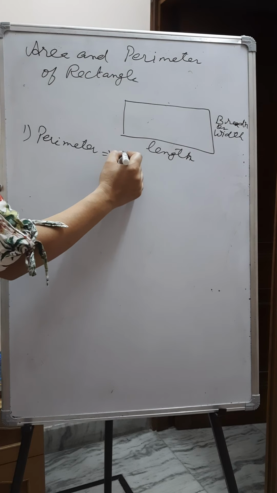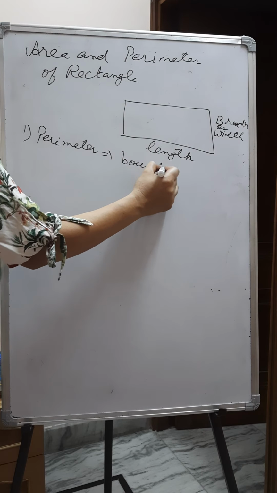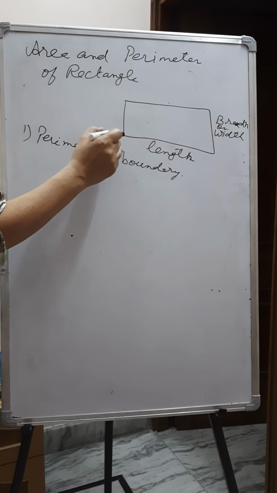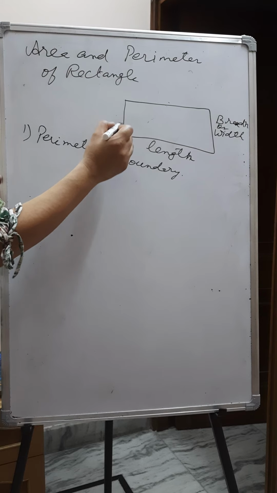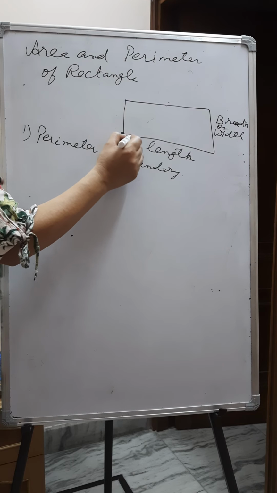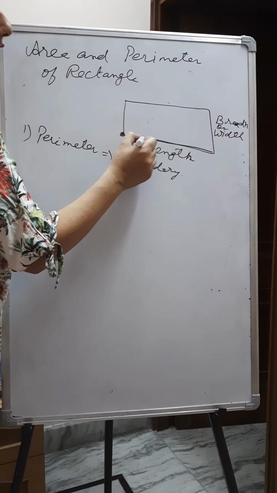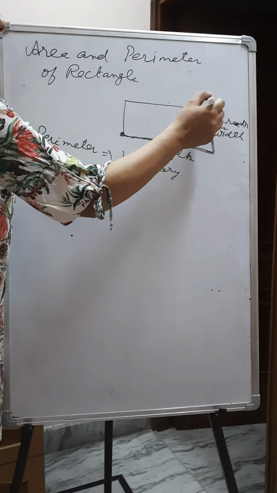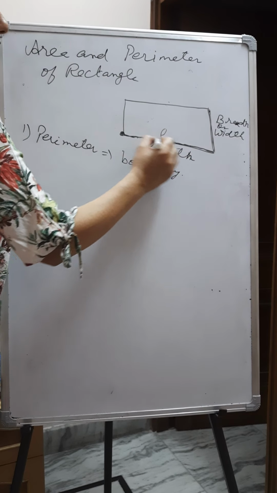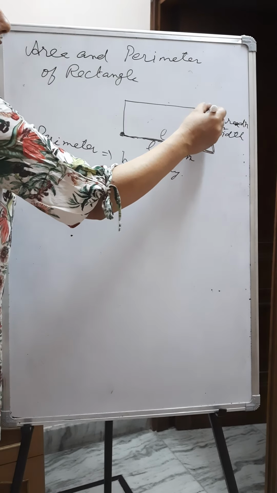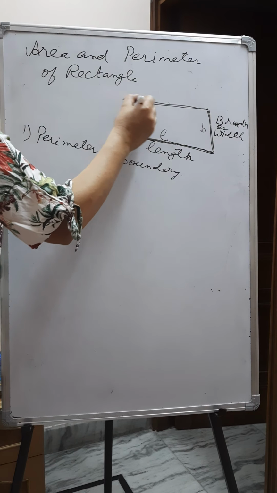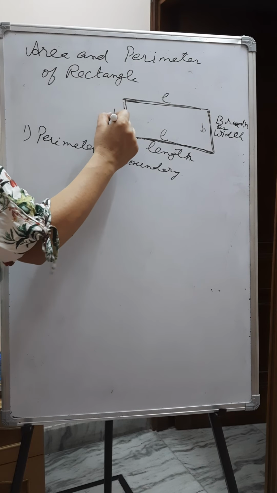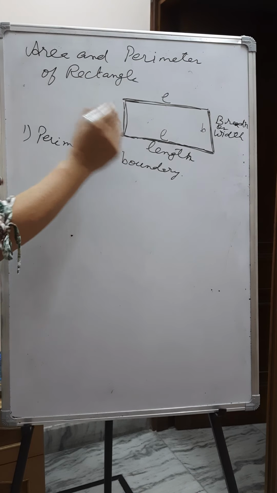Perimeter is boundary. If I ask a person to start running or walking from here and cover the whole distance, he goes in this direction, then turns around and covers this distance. This is the length he has covered, this is the breadth he has covered. Again, he comes back to this point. This is the length, this is the breadth, and again back to the starting point.